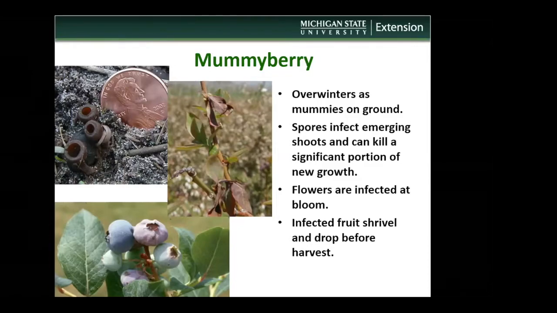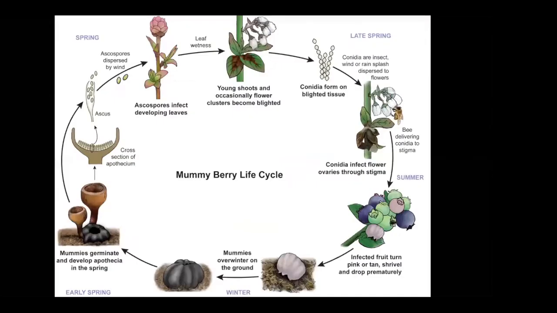And then the spores are carried from the infected shoots to the flowers and infect the fruit. And then the fruit is infected, shrivels off, and the disease cycle repeats every year. So generally here in Michigan, we're spraying about 4 times in the early spring for control.